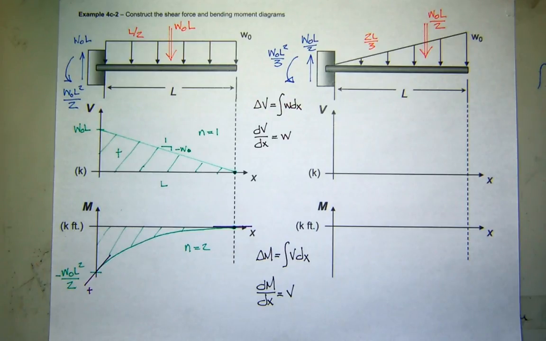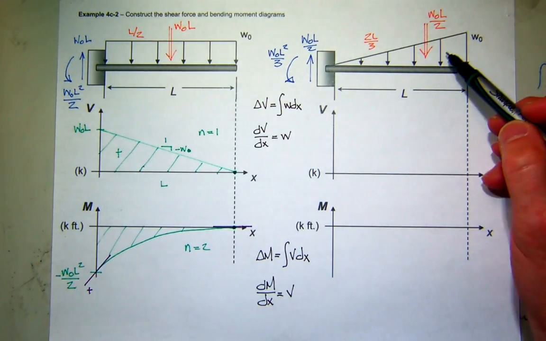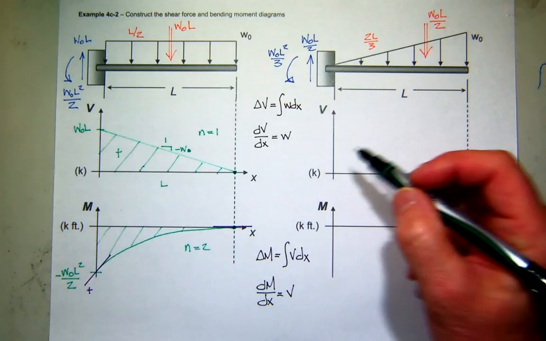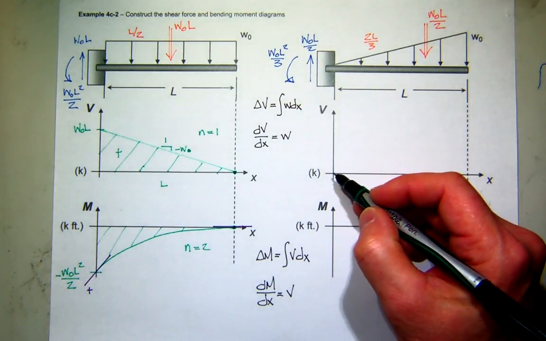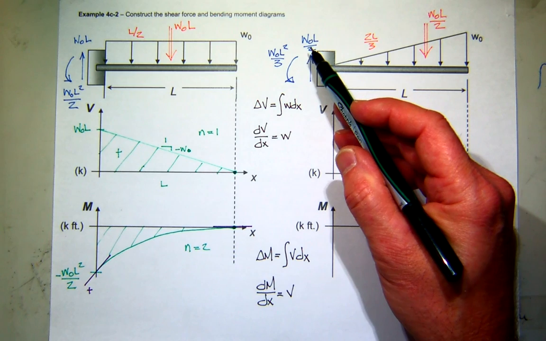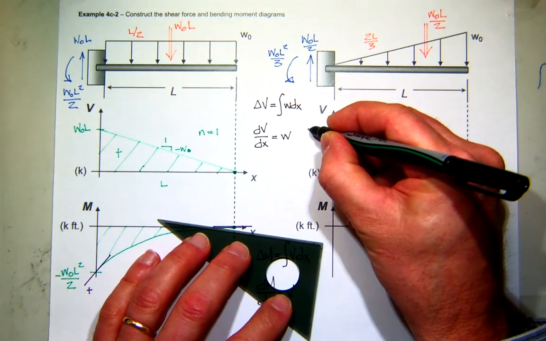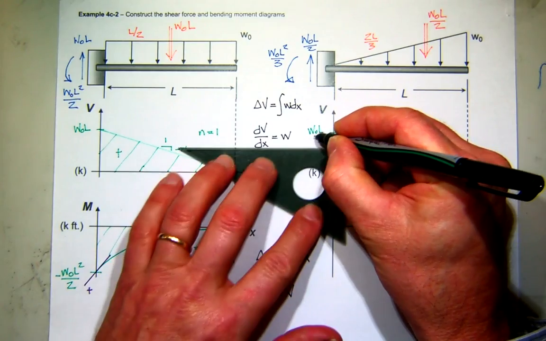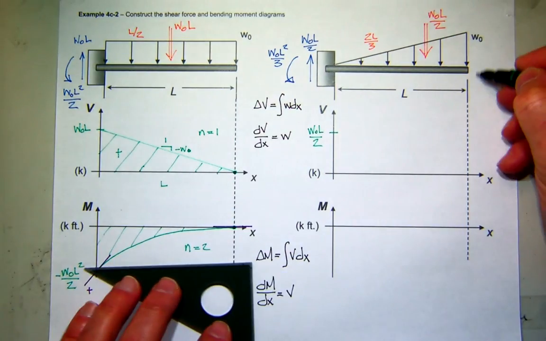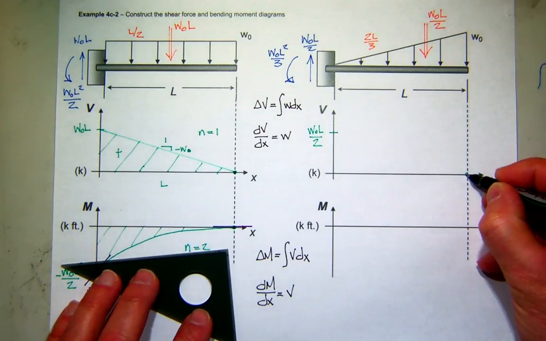Okay? So now that I know my reactions and I have my loading, I can construct the shear. So starting here at the left side, what's the shear at the beginning point? Looks like it's W naught L over 2. What's the shear at the free end? It is 0.